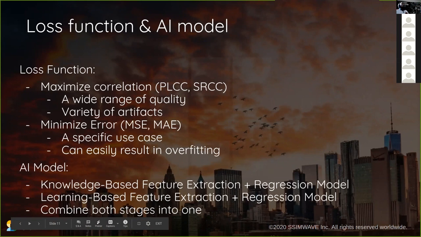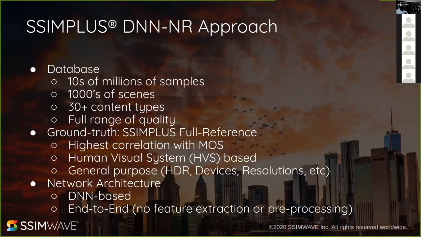That's like a neural network, a lightweight neural network, and then another separate regression model, or you can do the whole thing in one shot. That's all AI or machine learning based. And that's what we actually selected in our SSIMPLUS DNNR approach. So I'm basically in this slide answering all the 4 questions that I posed earlier, presenting how we, SSIMWAVE, answered those questions.